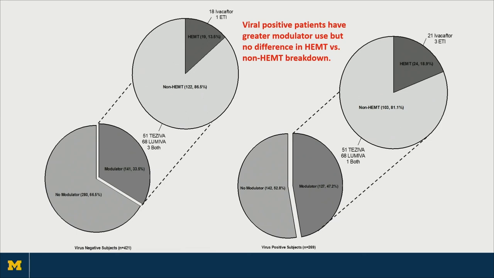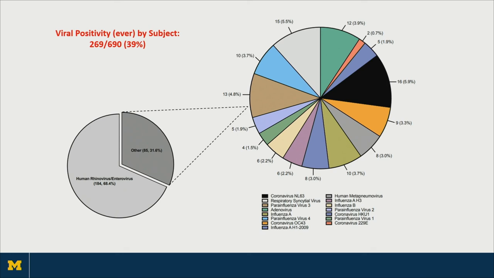Moreover, if we were interested to discern which viruses are actually present, among those 40% of viral positive individuals, about 70% were positive for human rhinoenterovirus, again, consistently seen in the literature. Amongst the other ones, I won't go through every single one, but you can see a plethora of different viral prevalence. Notably, this analysis was also completed with seasonality accounted for, and not surprisingly, viruses that were associated with seasonality, such as influenza, followed similar patterns as we would see in the general population.